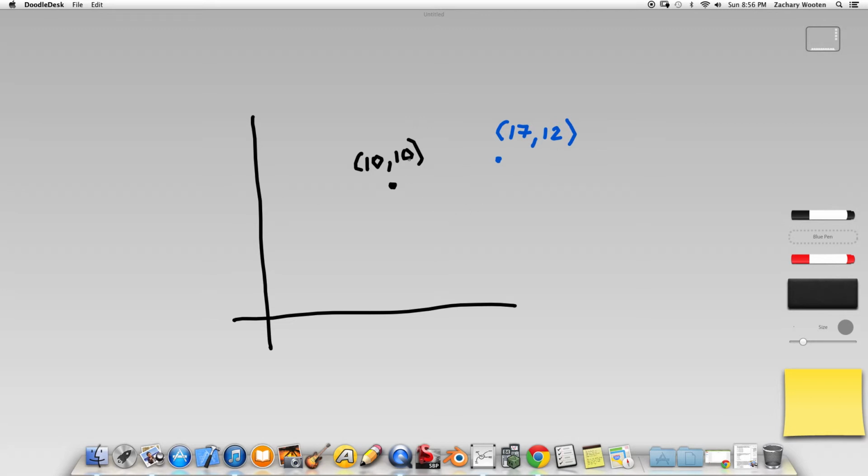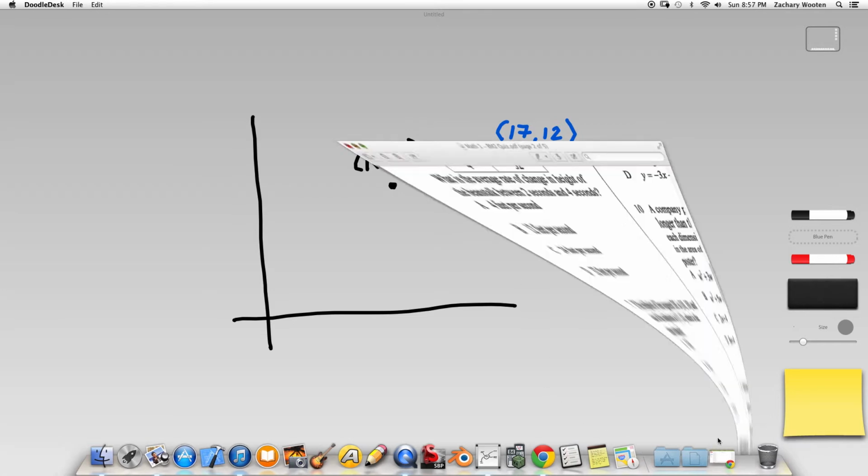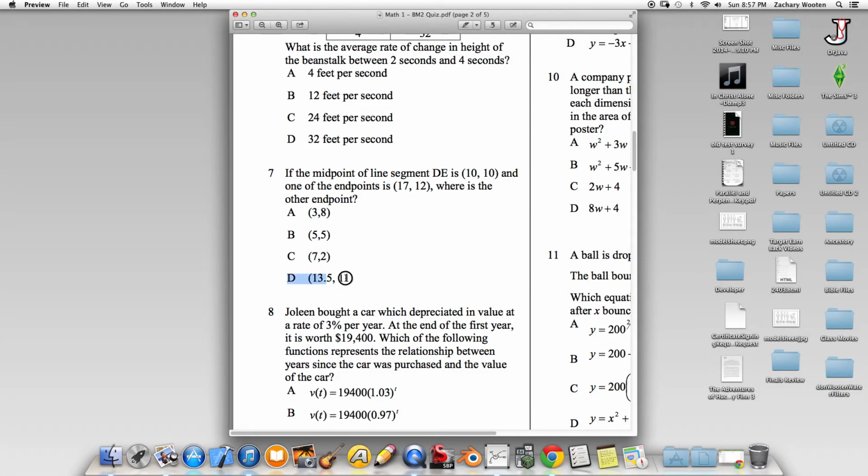If you did not read that correctly and you thought this was an endpoint as well, then you would think, oh, the midpoint's going to be somewhere in here. You could figure out what x is halfway between 10 and 17 and what y is halfway between 10 and 12, and that would be the point. If you picked answer D, chances are that's what you did. You thought (10, 10) was one of the endpoints and so was (17, 12), and you found the midpoint. Well, you've got to read it carefully and realize they've already given us the midpoint at (10, 10).